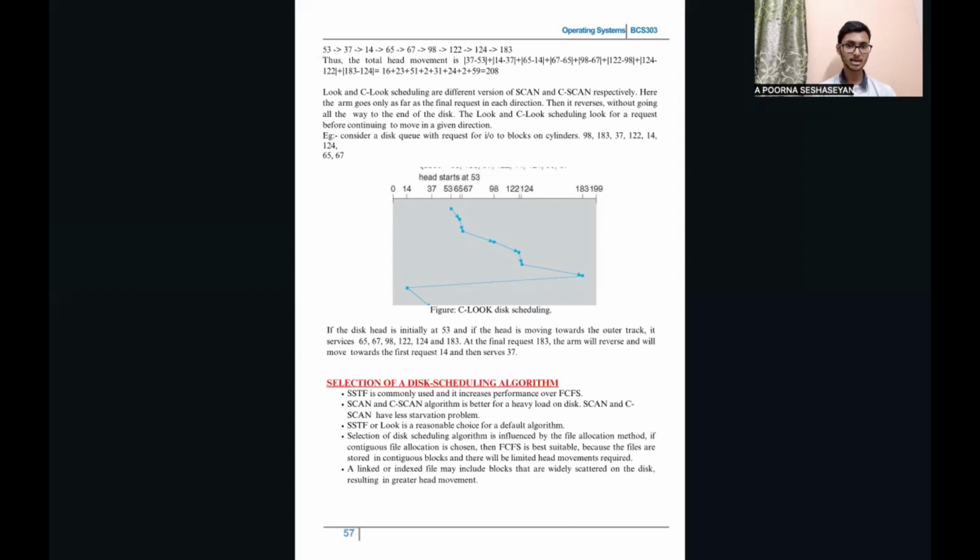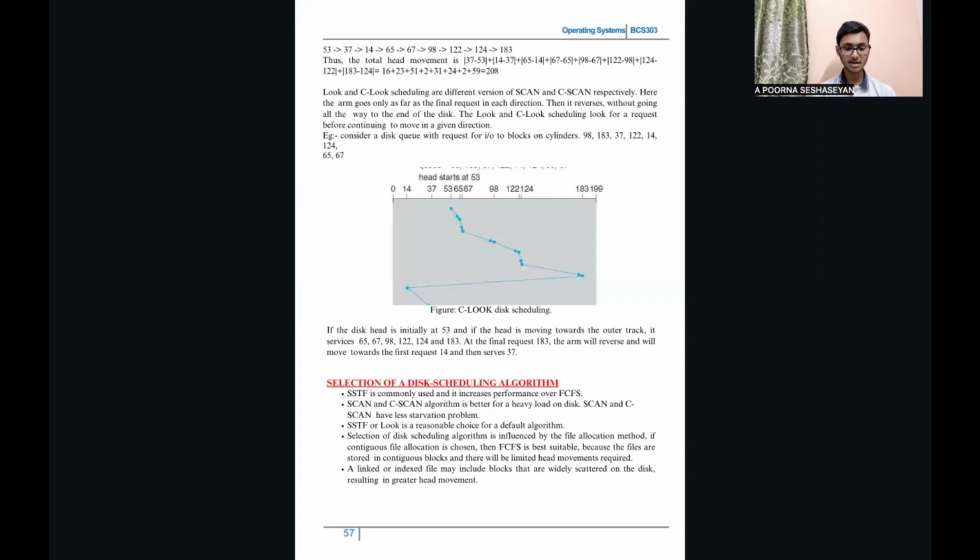Look is also the same. It goes to the left side first, and it doesn't touch 0. It will go until the final request, that is 14, and then it will revert to the right side of the disk block requests. Whereas C-look is the opposite of it. It will go until 183, which is on the right side, and then comes back and traverses the disk requests which are on the left side.